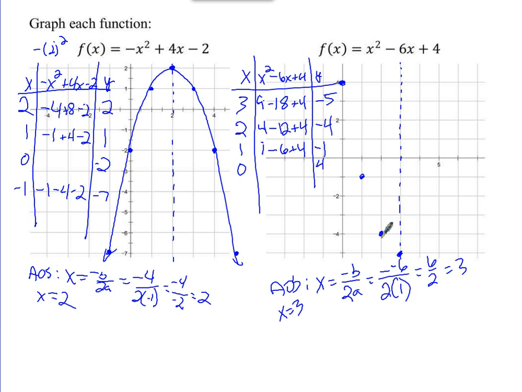Reflect. I got 1 here, and then 1 again. I got to go 2 here, so 2 again. I got to go 3 here, so 3 again. And I have a really nice looking parabola here. So now I can draw in my smooth curve.